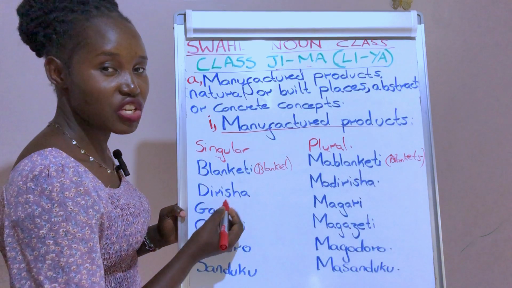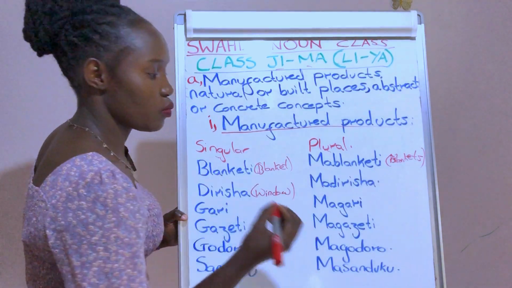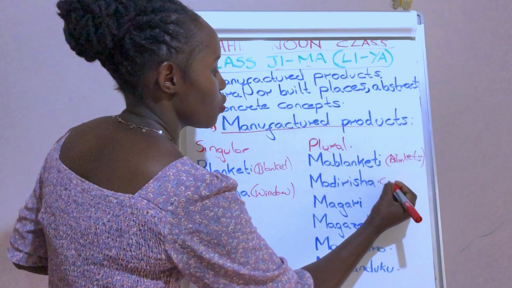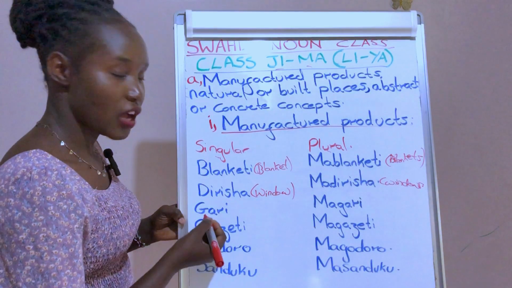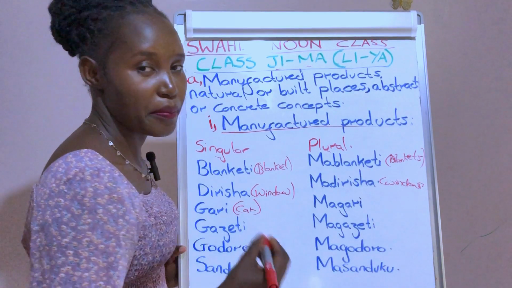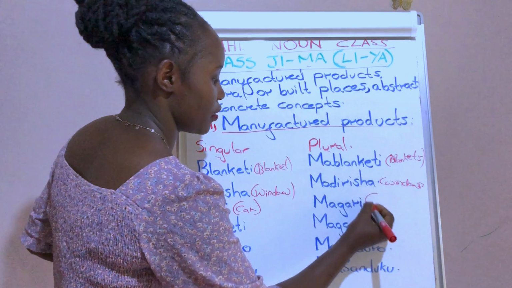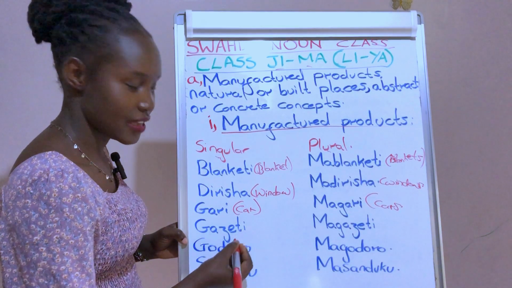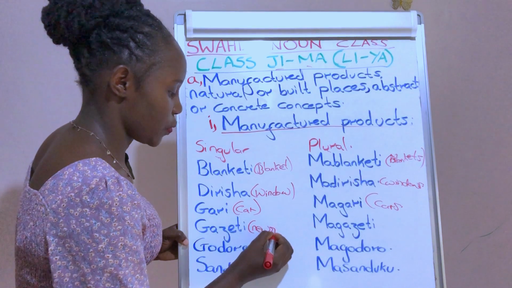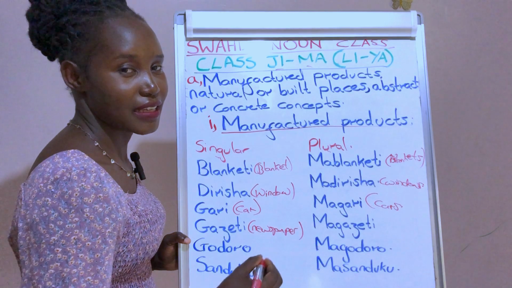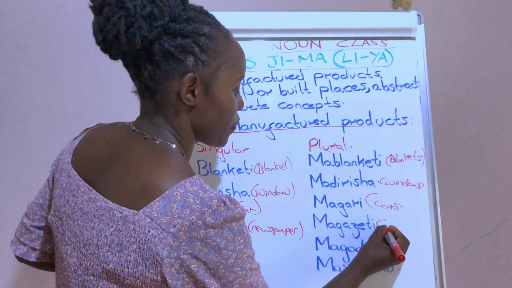Dirisha, this is a window. And in plural we say madirisha for windows. Next one we have gari, a car. In plural we say magari for cars. Then we have gazeti, this is a newspaper. In plural we say magazeti for newspapers.